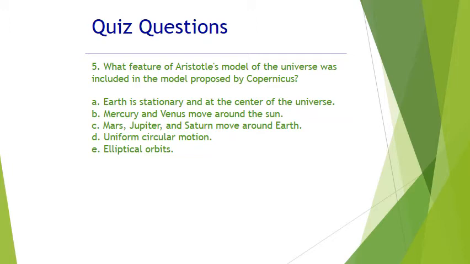D, notice that even with the Sun at the center, one thing that Copernicus retained from the Aristotelian model was the fact that all those planets appeared to be moving with uniform circular motion around the Sun. That turns out to be a problem, but it certainly fit with Aristotle's notion of the motion of the heavens. So D is indeed the correct answer here. We'll talk about elliptical orbits in a few minutes.